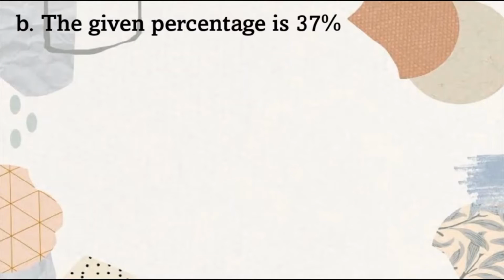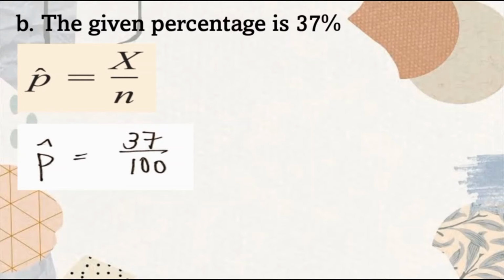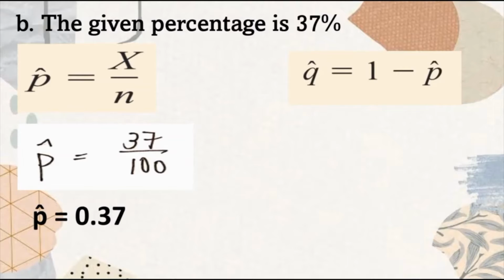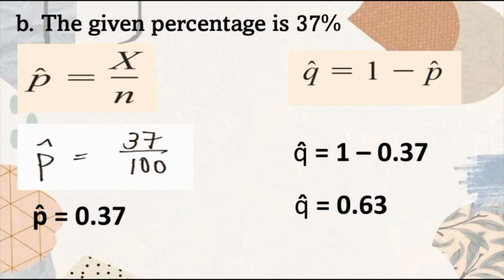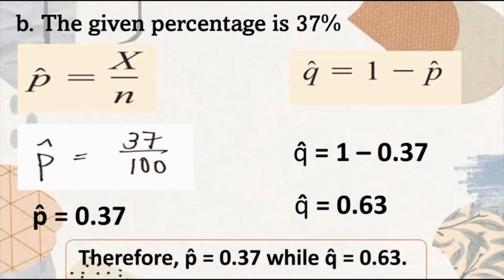The given percentage is 37%. So P hat is equal to 37 over 100. P hat is equal to 0.37. Let's use P hat is equal to 0.37 to solve for Q hat. So Q hat is equal to 1 minus P hat. Q hat is equal to 1 minus 0.37. So Q hat is equal to 0.63. Therefore, P hat is equal to 0.37 while Q hat is equal to 0.63.